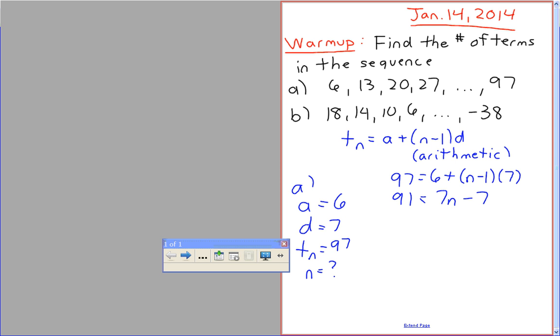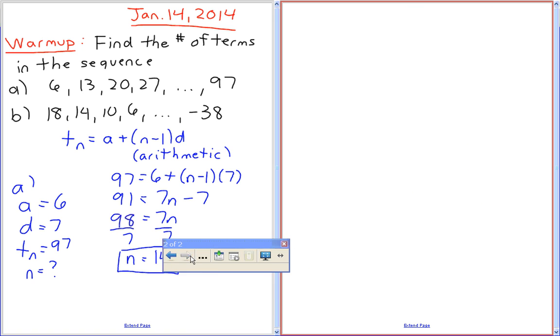Okay, Jenna, next step, please, is what? Good. 98 equals 7n, divided by 7, divided by 7. N equals 15, is that right? 15? 14. 14, right? Okay, Amy, can you do the same thing for the next one?